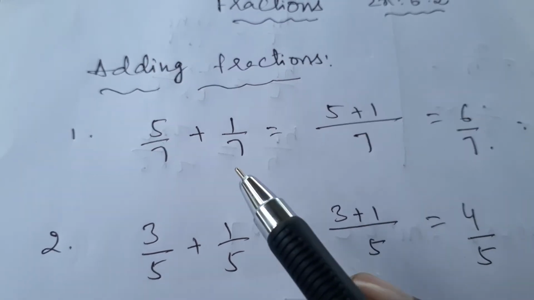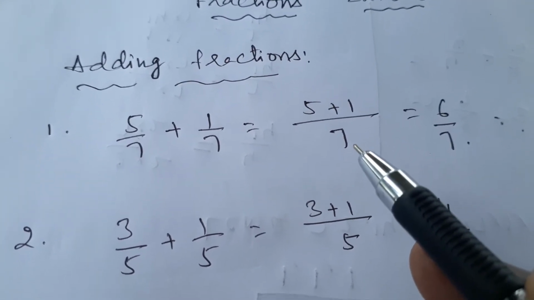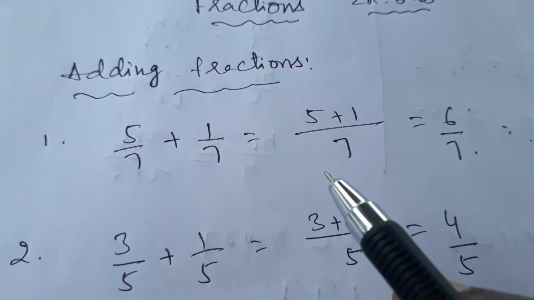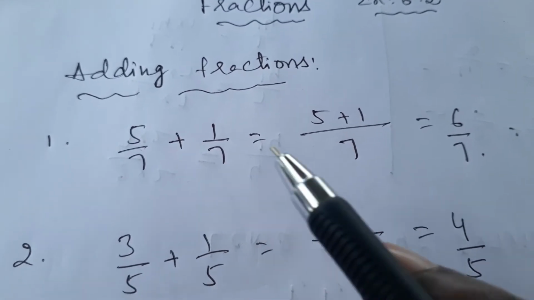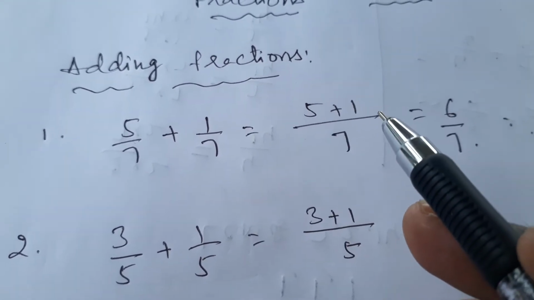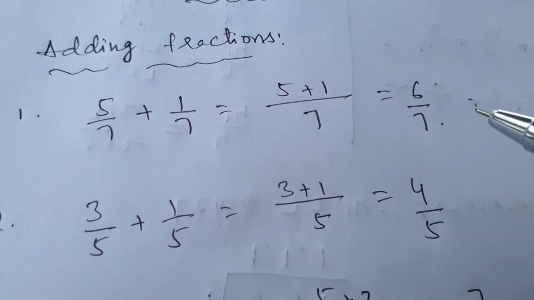Look here. Same denominator, write it in the result, and just add the numerators. You should not add denominators. The denominator should be repeated here as it is, but only the numerators should be added. Then you will get 5 plus 1, 6 by the same denominator.